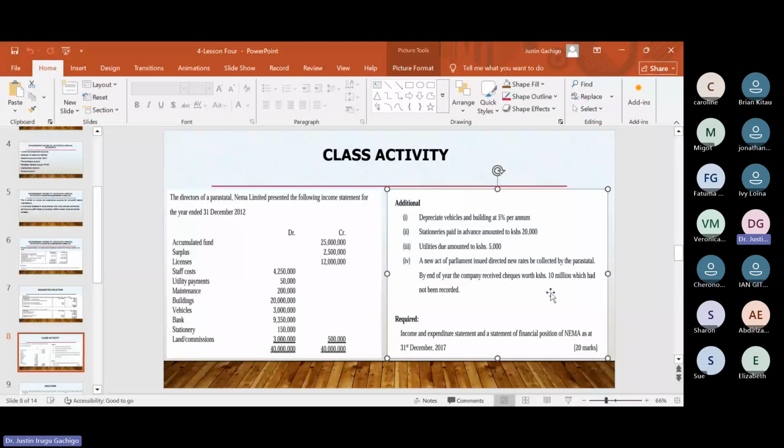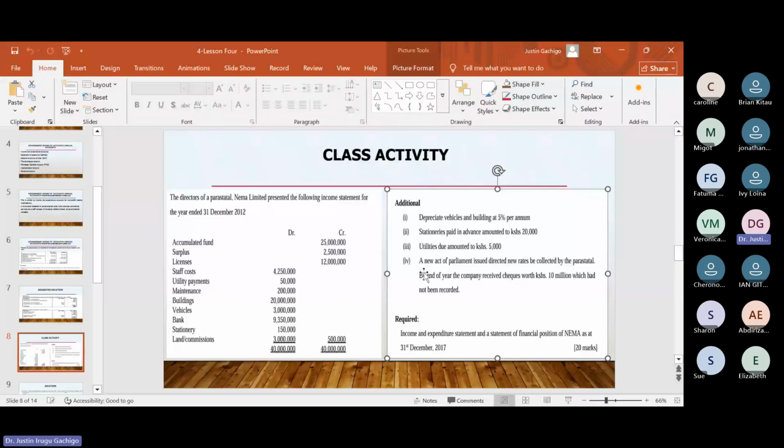Then we have the utilities due 5,000. You need to come to the utility payment. This utility due is the amount that we have not paid. If you have not paid, it is the opposite of the prepayment. So we need to accrue that amount, and therefore it is going to increase the utility payments. It is 50,000, then you add the 5,000.